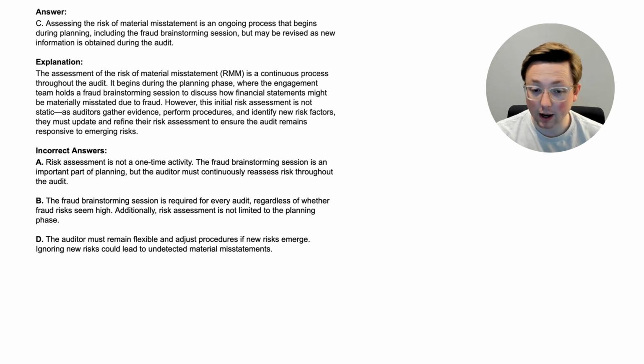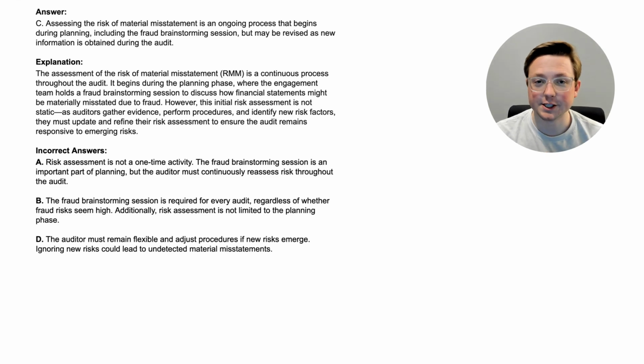Option B was incorrect because the fraud brainstorming session is required, like I just said, regardless of whether fraud risks seem high. Additionally, risk assessment is not limited to the planning phase. And then option D, the auditor must remain flexible and adjust procedures if new risks emerge. Ignoring new risks could lead to undetected material misstatements. You wouldn't want to ignore the things that come up to say, hey, there actually is probably a risk of fraud here. So I think that makes sense.